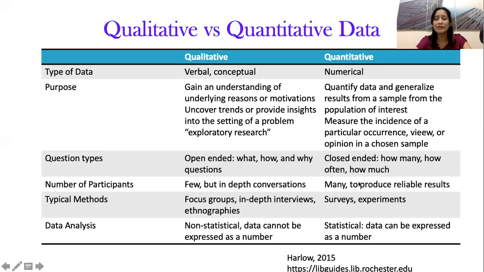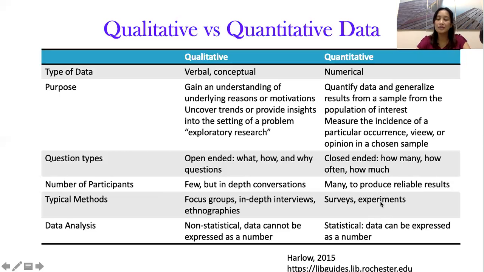In quantitative data, you usually have to have a sample size in order to produce reliable results, in order to generate generalizability. So you can generalize your conclusion from your population of interest. Typical methods in qualitative, as I mentioned earlier, are FGDs or focus group discussions, KIIs or key informant interviews, and ethnographies. In quantitative, you have surveys, experiments.